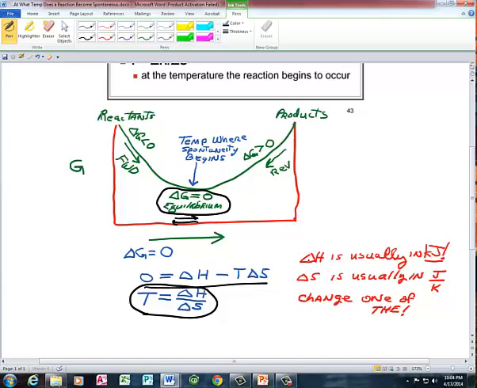Keep in mind that delta H is usually in kilojoules and delta S is usually in joules per Kelvin. So change one of them, either change to kilojoules or change to joules, but both of these terms need to be in the same units before you do your calculation if you're going to get an accurate temperature at which the reaction becomes spontaneous.